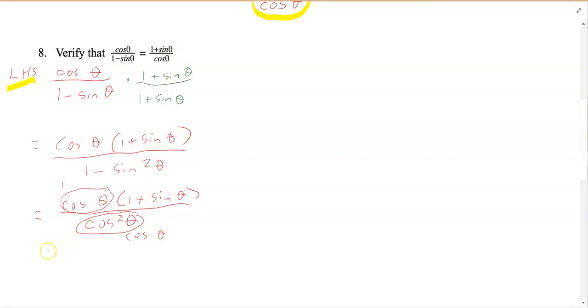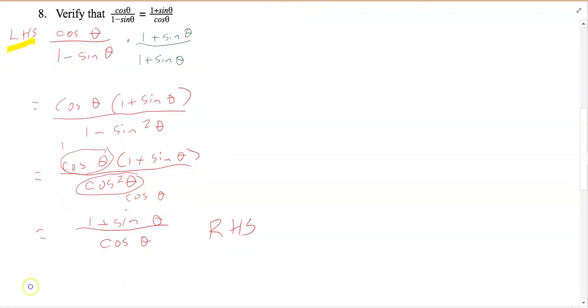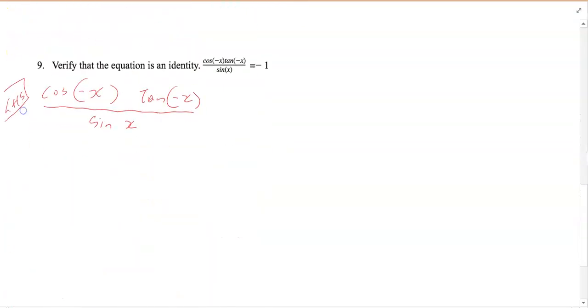Which now becomes the equivalent of our right-hand side, which is 1 plus sine theta at the top over cos theta at the bottom. That is our right-hand side. Cosine theta cancels out one factor of cosine squared theta in the denominator, so we're left with 1 over cos theta. 1 times 1 plus sine theta is 1 plus sine theta, and then over cosine theta. Okay, we verified the identity.